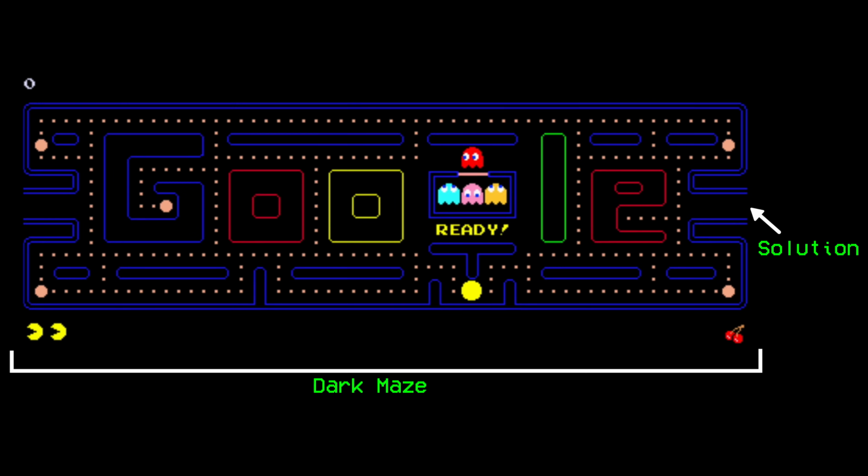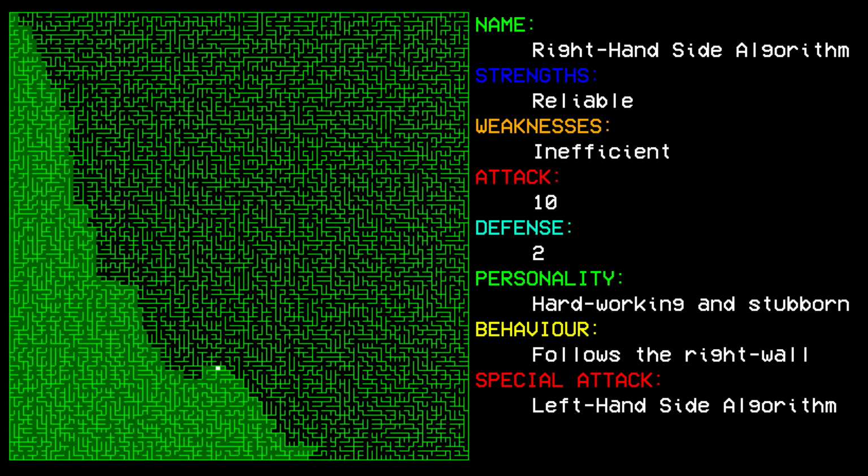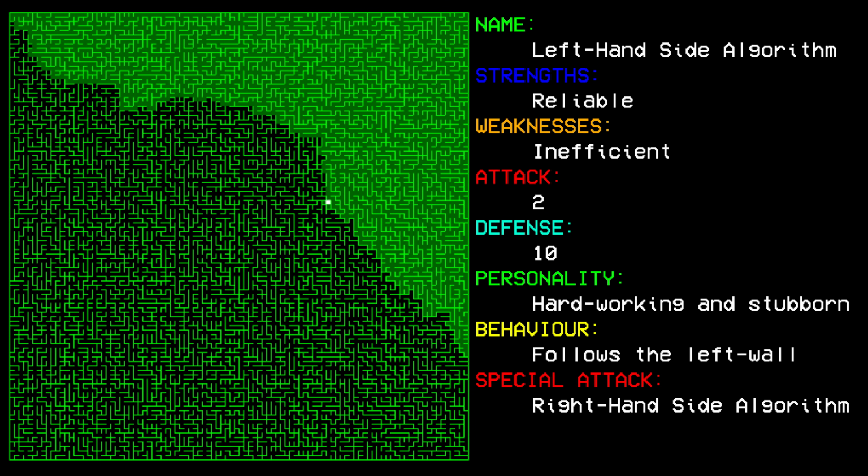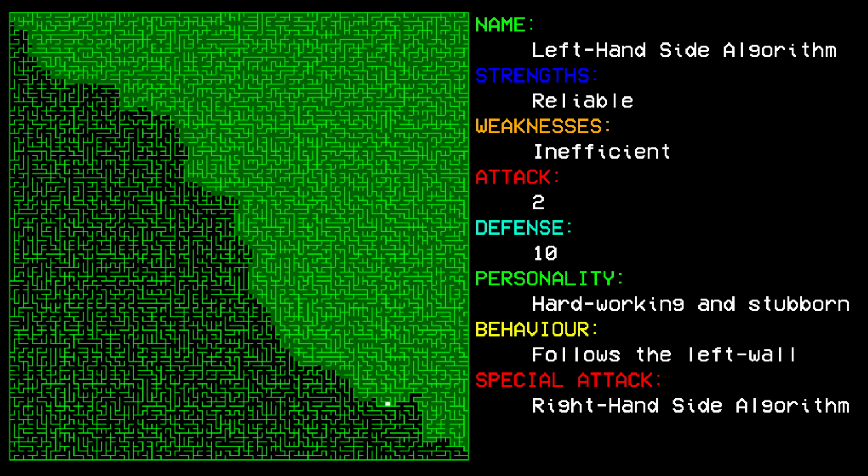Turns out that's kind of the best thing you could do if you ever find yourself in a dark maze without a solution, and it actually works quite well. It also has a twin brother called the left-hand side algorithm, which does the same but follows the left wall.